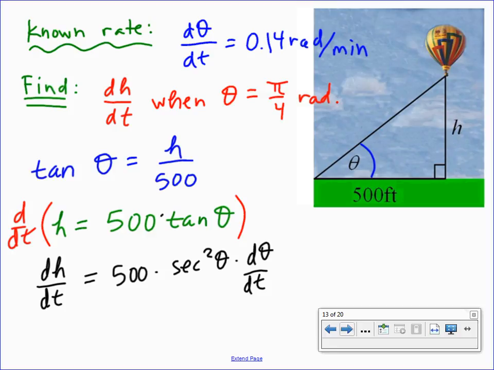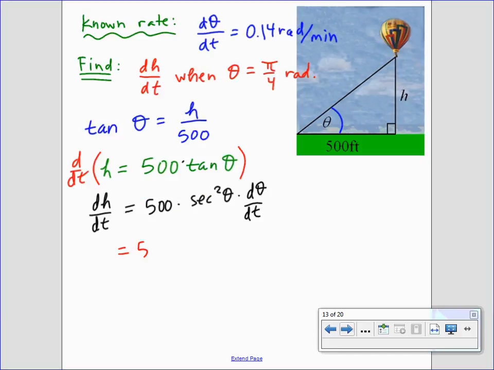Notice how this is similar to the technique of implicit differentiation. Every time we differentiate a variable term with respect to time, it spits out a d theta dt, or a dr dt, or a dh dt, in accordance with the chain rule. What do we want? We want a dh dt when theta equals pi over 4 radians. And by golly, we already have dh dt isolated, so we're ready to plug and chug. Let's do it.